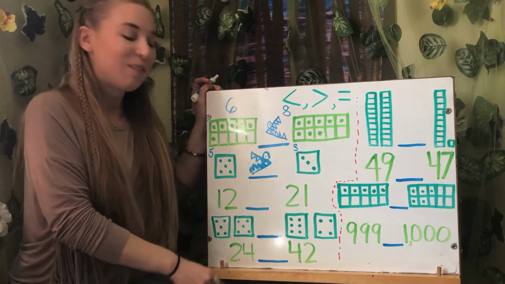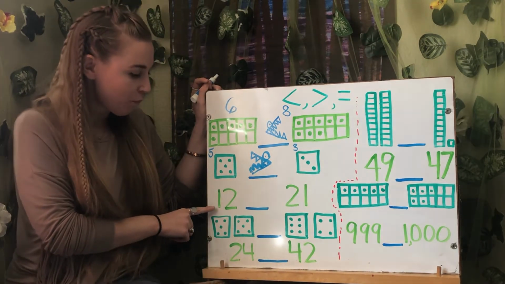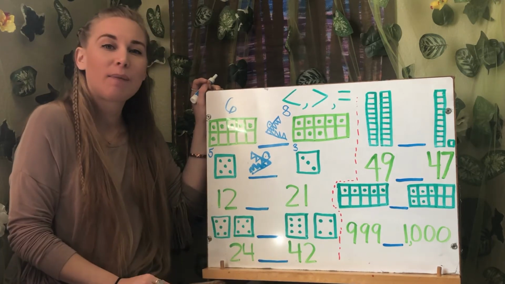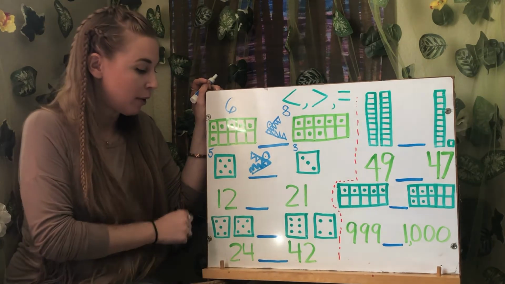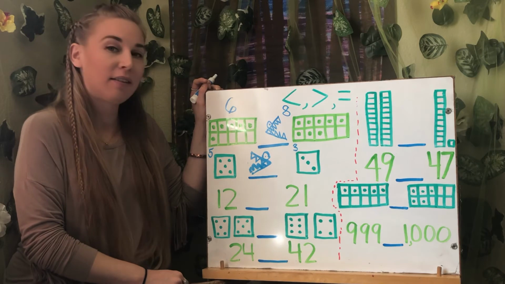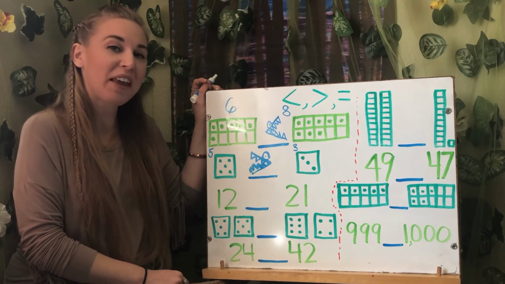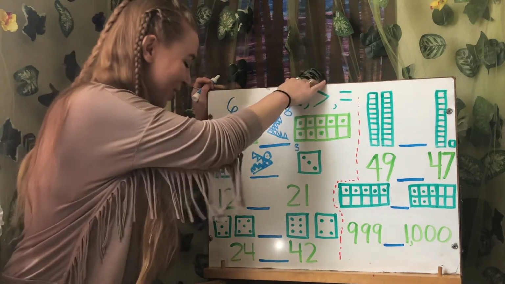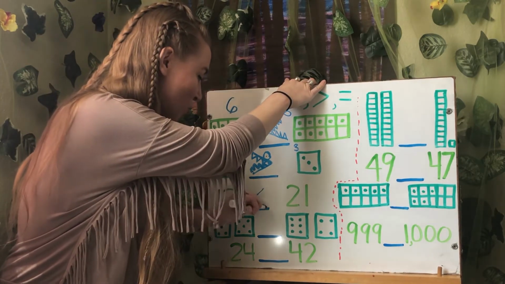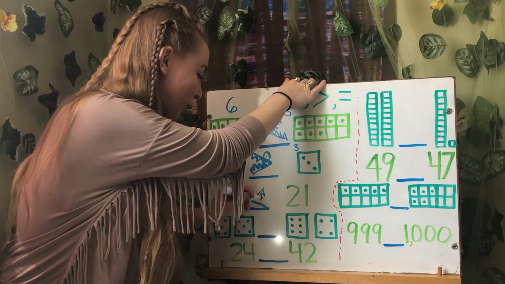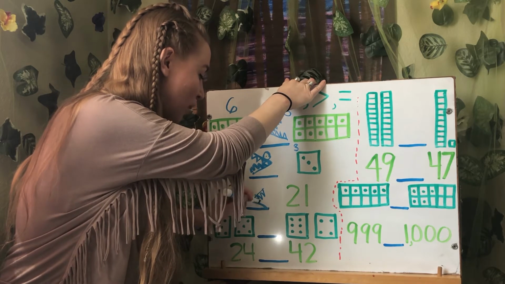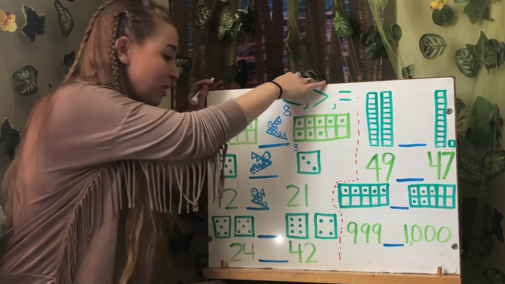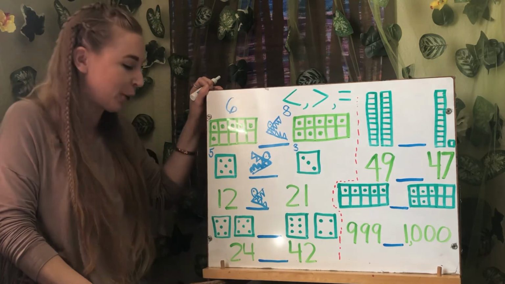Alrighty, down below, 12 and 21. Is 12 greater than? Is it less than? Or are they equal to each other? All right, 12 is less than 21. So we're going to have the alligator eat the 21, because remember the alligator's really hungry, so he wants a bigger meal, so he's going to eat the bigger number.